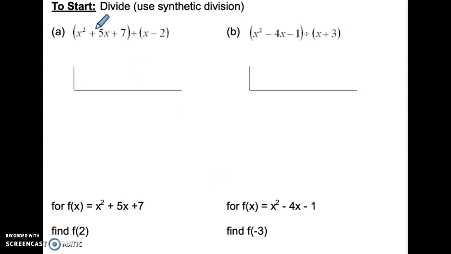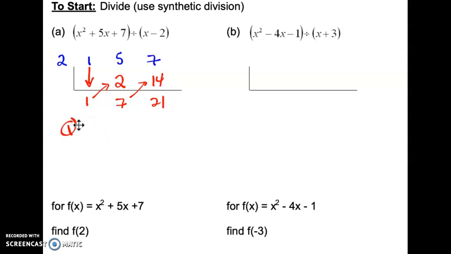So if we're dividing x squared plus 5x plus 7 by x minus 2, remember we always start by writing the coefficients of our dividend up here at the top. So we have a 1, a 5, and a 7. Okay, and then we take our divisor, figure out what would make it 0, 2, and that goes there. And then we add down and multiply to get up. So multiplying by 2 this time. Add down, multiply up, add down.